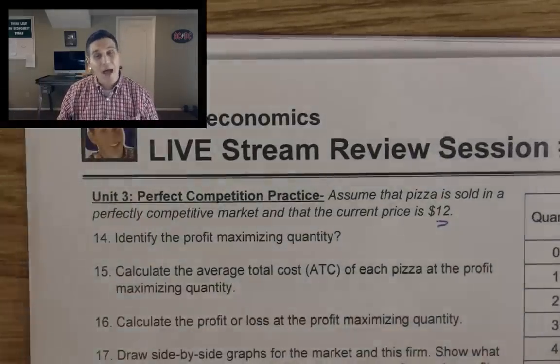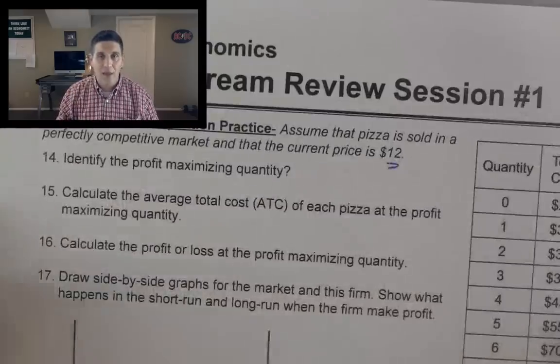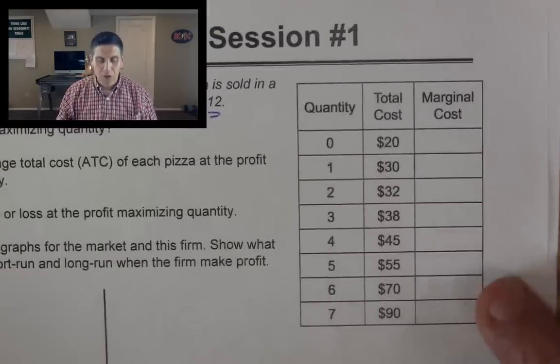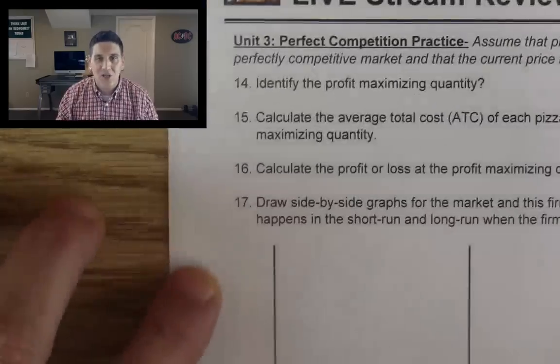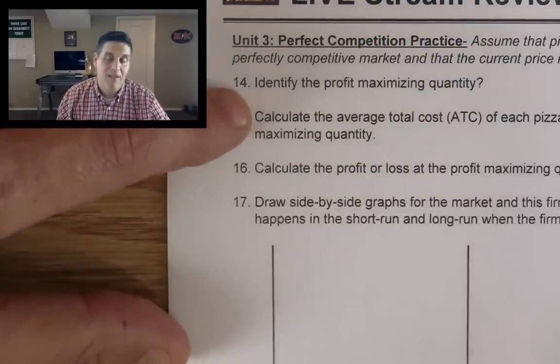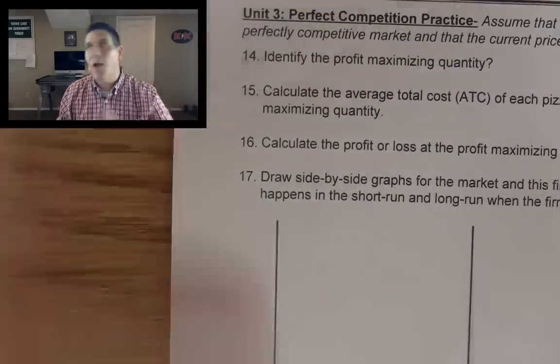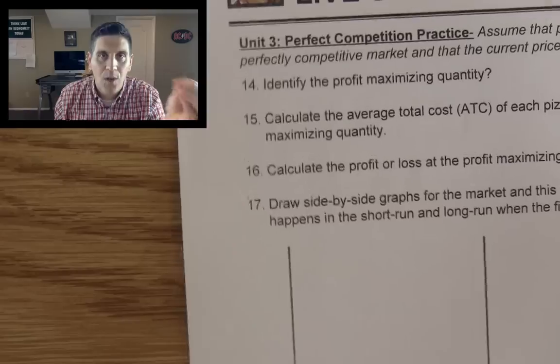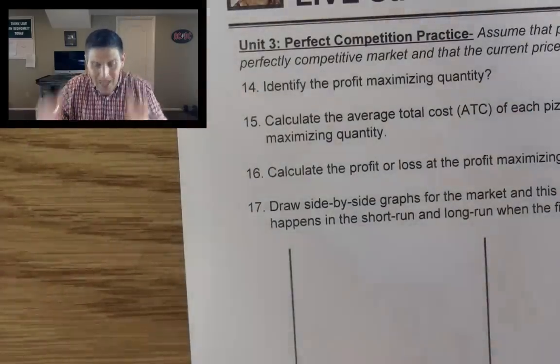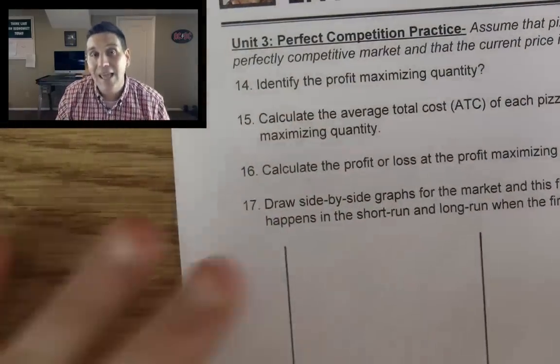It actually creates a graph, which we'll get to later, but we're not there yet. So right now, first thing we have to do, in question 14, it says calculate the profit maximizing quantity. I promise you, you're going to see that question on your final exam. It's going to be on the test. Question is, can you do it? Can you actually use the profit maximizing rule?